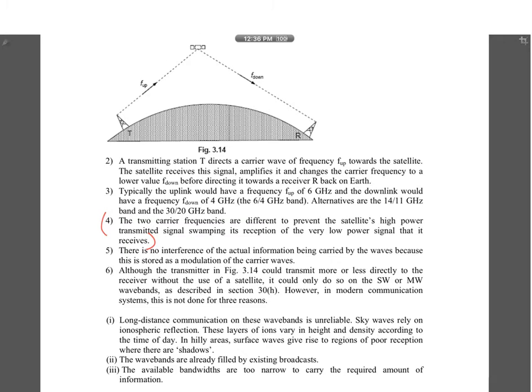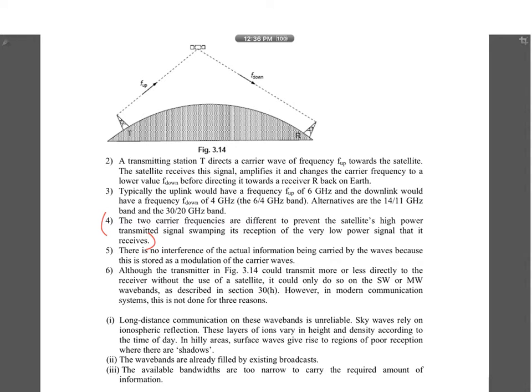Okay, so what will happen if you want to avoid this sudden sound that Chong-En made? What you can do is you can actually use different frequencies. If you use different frequencies, then the receiver will not pick up this signal anymore, because the signal that you're sending down is using a different frequency than what you're receiving. So therefore, this receiver will not pick up this anymore. So you prevent this high-powered signal from swamping the very low-power signal that it receives. That's what it means.